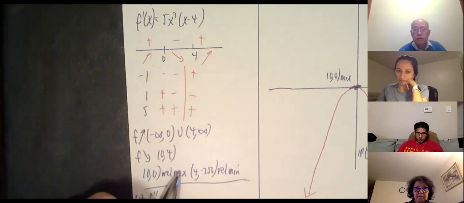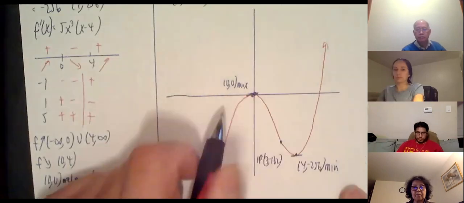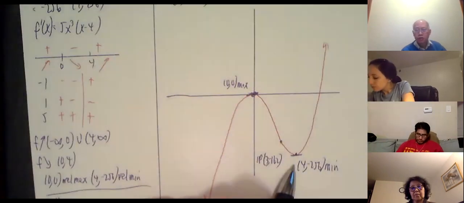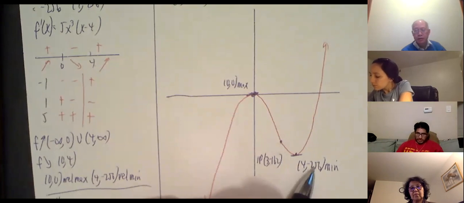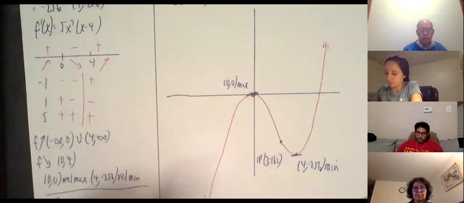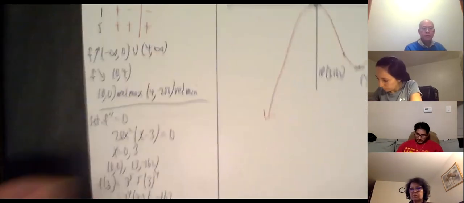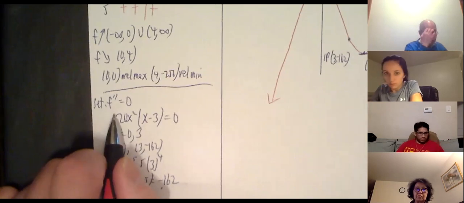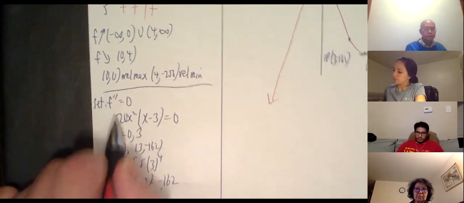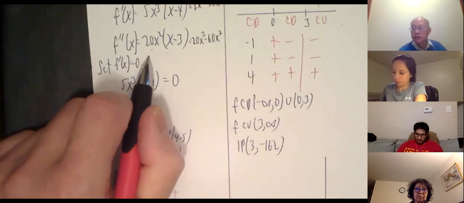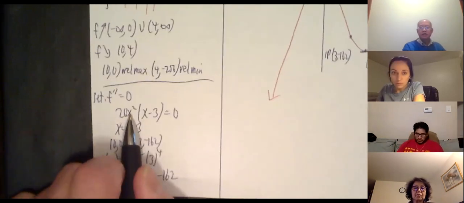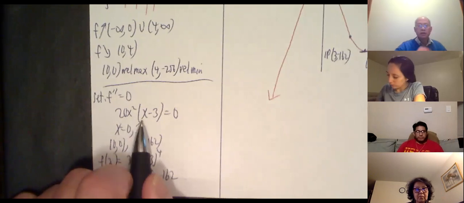Okay, so for the first derivative analysis, just like last Thursday, up, down, up. 0, 0 maximum, 4 comma negative 256 minimum. But now I have to do the second derivative analysis. How does it twist and turn? Okay. So set f double prime equal to 0. My second derivative came out to be this. So I set that equal to 0. 20x squared times x minus 3 equals 0.